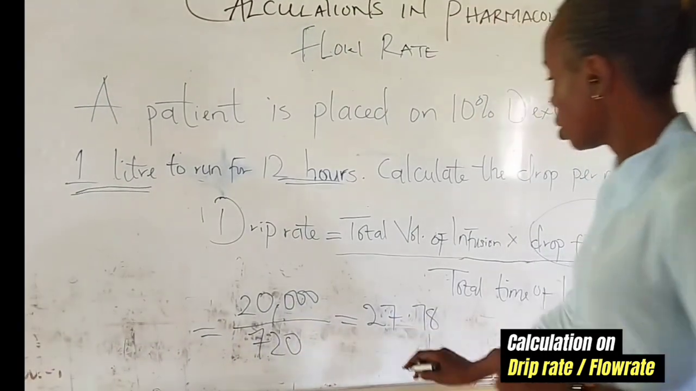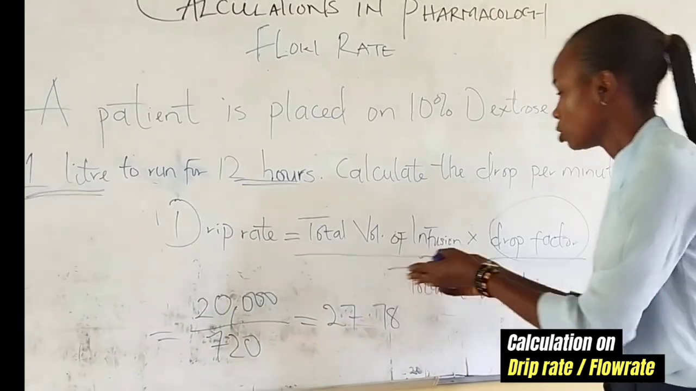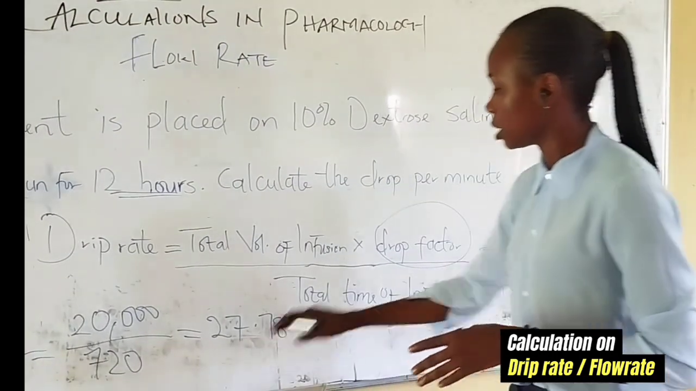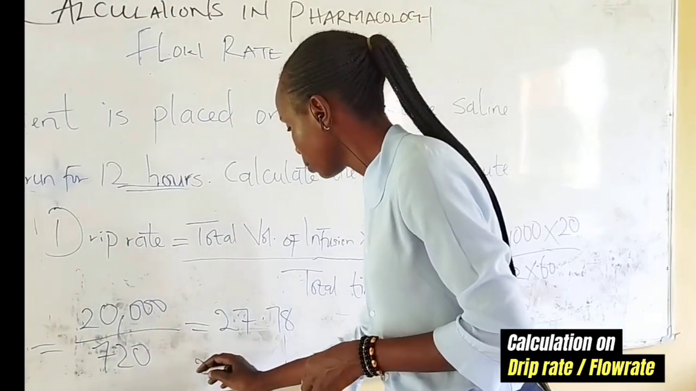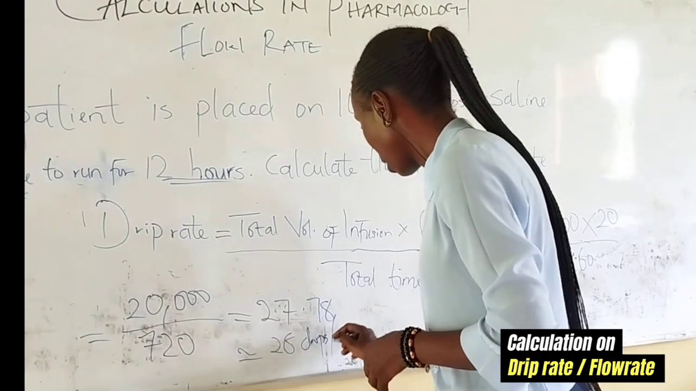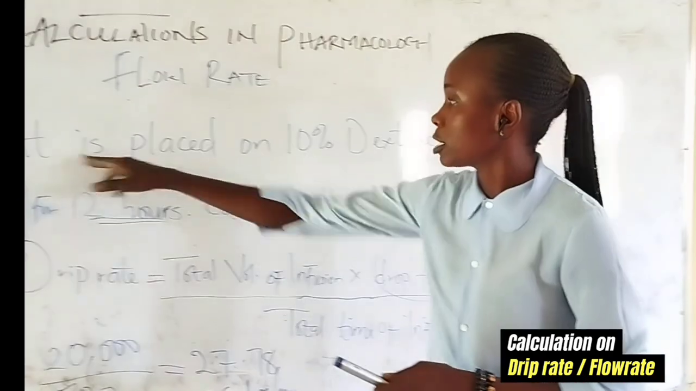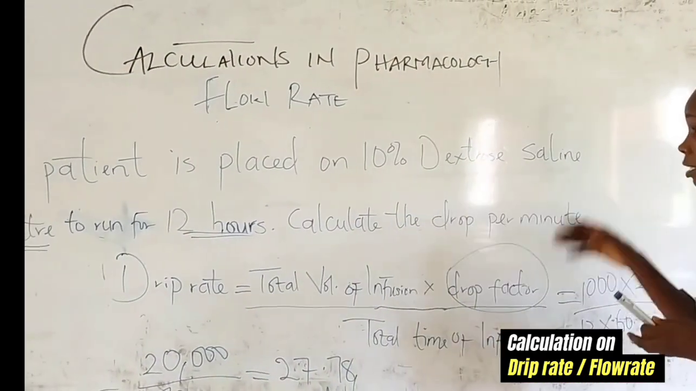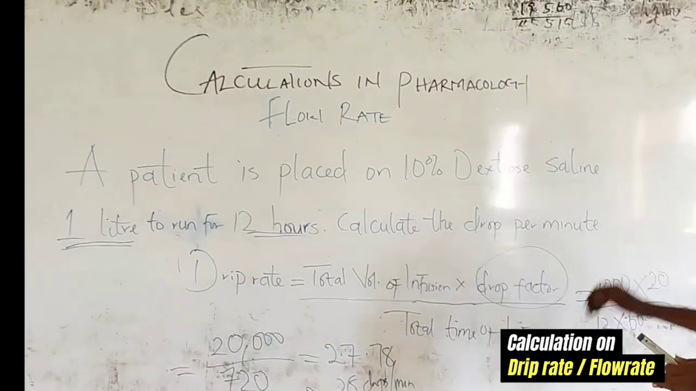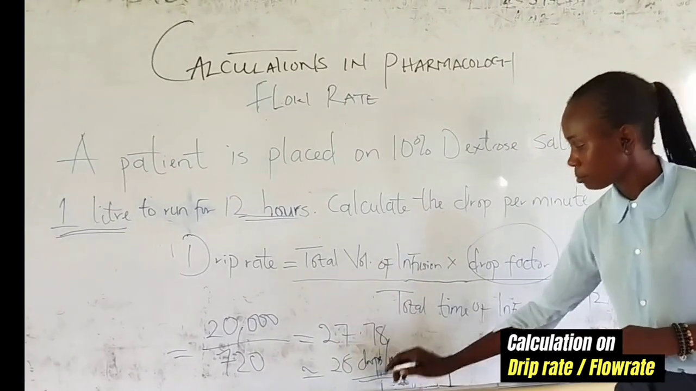Which amounts to 27.78. And then because it is a decimal, we can't just leave it like that, because we are using drops per minute to give the infusion. We're going to convert it to the nearest whole number, which will be 28 drops per minute. So for a patient placed on 10% dextrose saline, 1 liter to run for 12 hours, the drops per minute or the drip rate is 28 drops per minute.